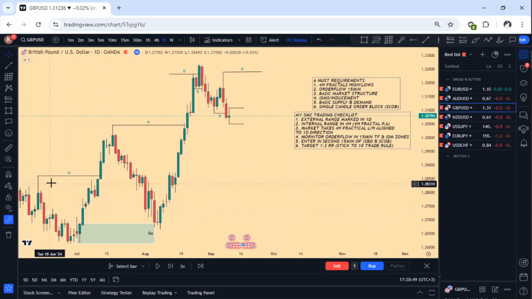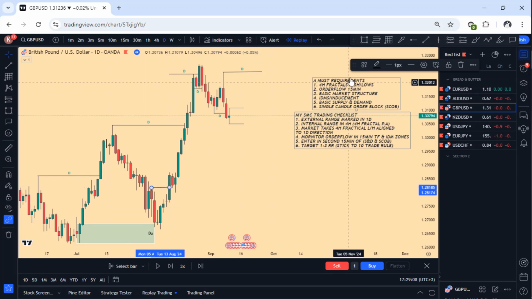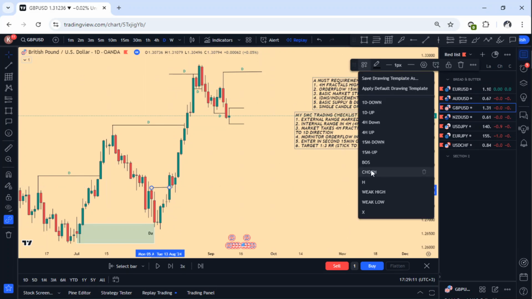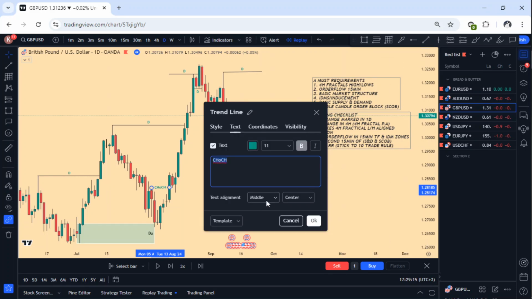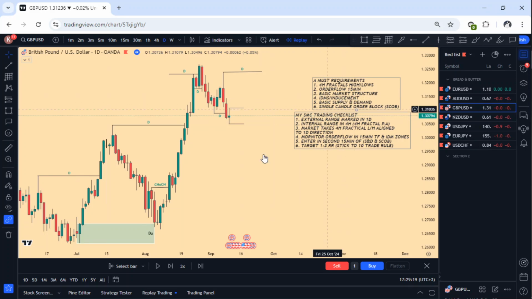So we can see that the market in GBP USD broke structure here to the above, came back, pulled back into the demand zone, and then again changed character here. This was a change of character. You may ask why, and that is why I clearly said that you need to know some things, and that is basic market structure.